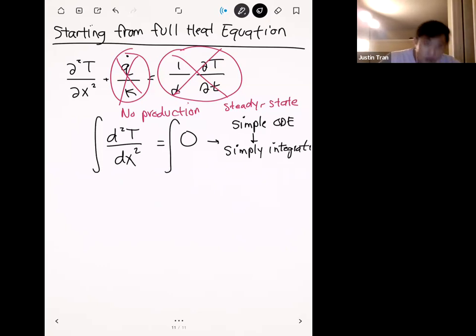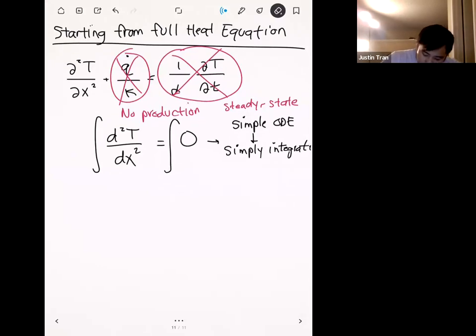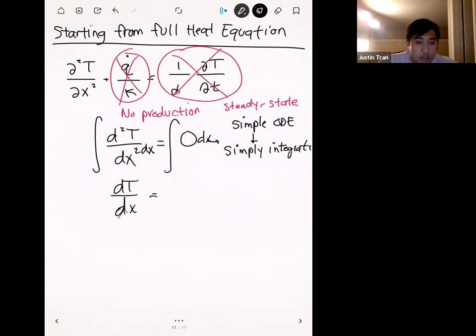Let's start that process. If we take the integral of both sides, on the left-hand side we have just the first derivative of temperature, so we have dT dx. Since we're doing indefinite integrals, let me add a dx here. When we take the integral of 0, we get some arbitrary constant, which we'll call C1. Then we take the integral again.